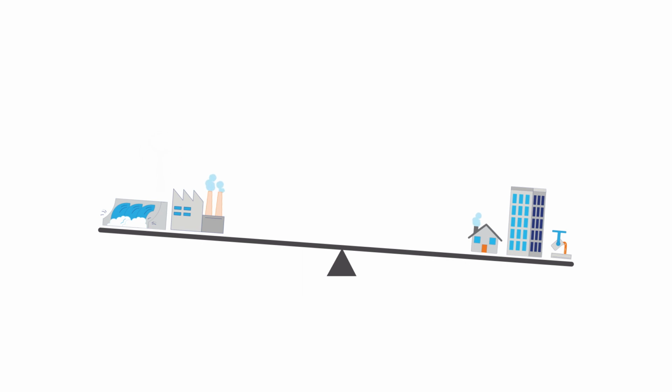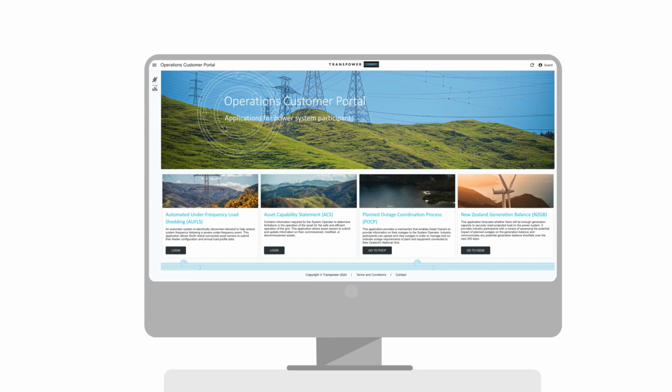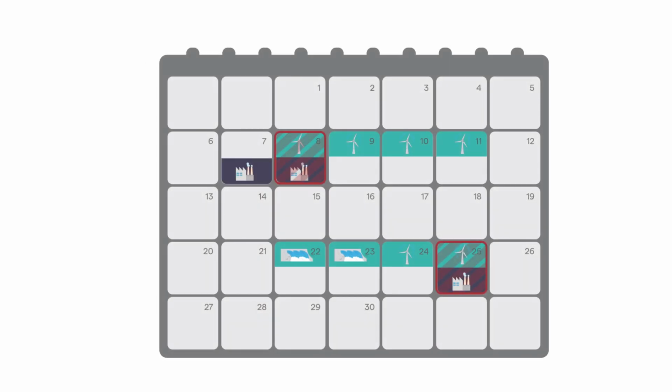Generation balances can be positive or negative values. A negative value is defined as a shortfall. NZGB can be found on the Operations Customer Portal, or OCP. NZGB informs decision-making relating to timing and concurrency of transmission outages and generation outages.